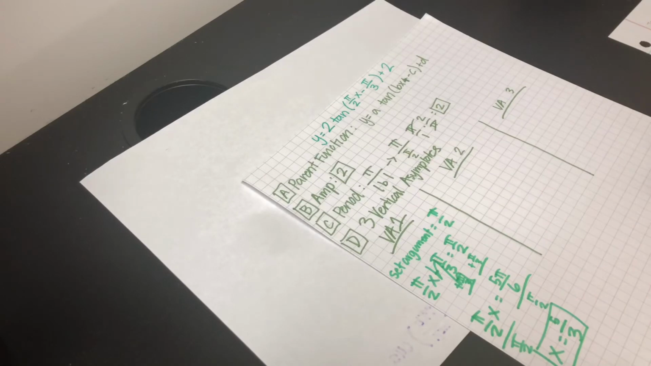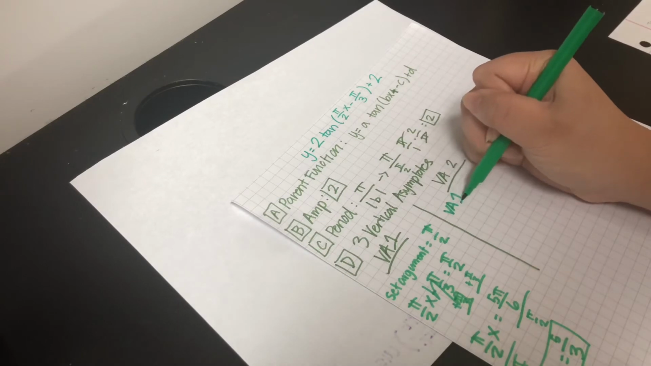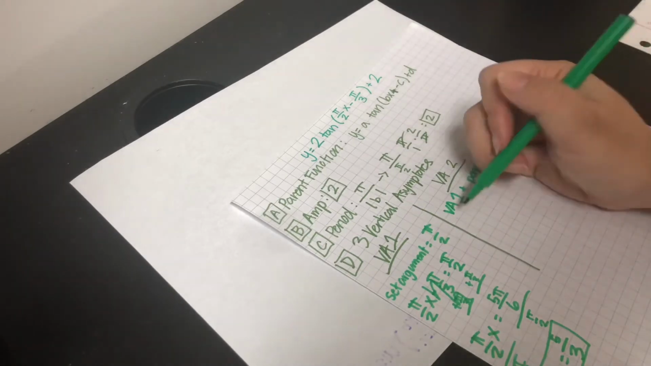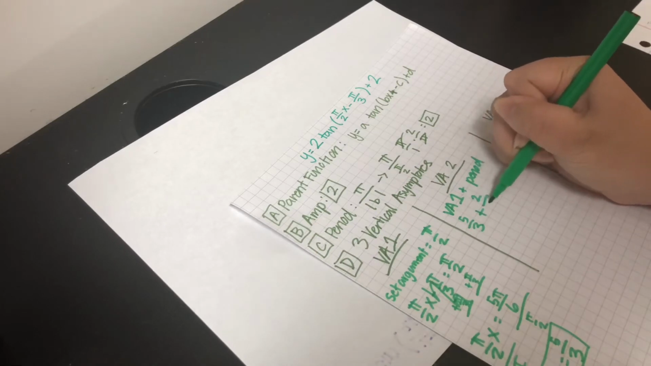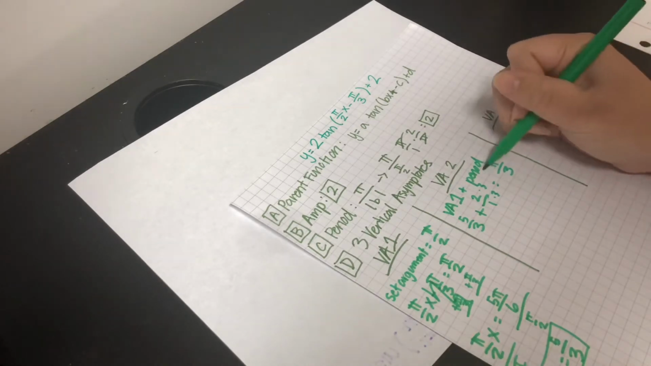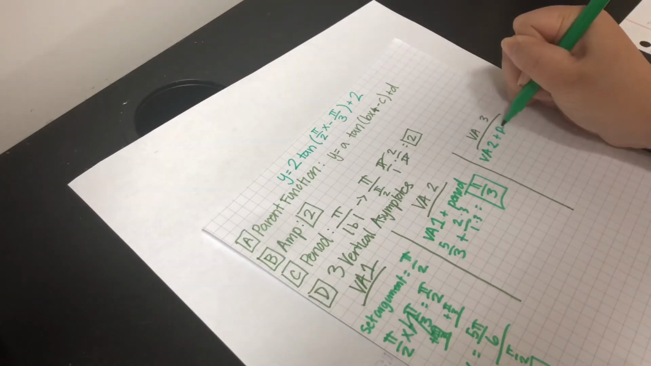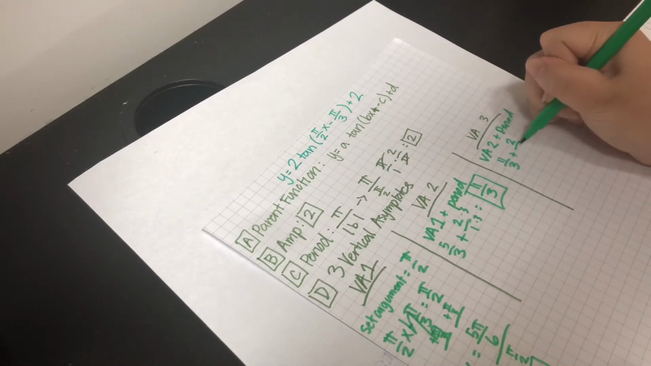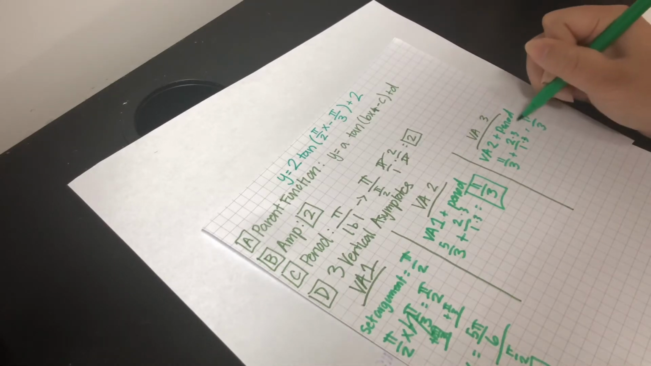Then for VA2, it's almost similar. We use VA1 plus the period. So in this one, we use 5 over 3 plus the period, which is 2, times 3, that is equal to 11 over 3. And then for VA3, it's almost the same thing. It's VA2 plus the period. So we use 11 over 3 plus the period of 2 over 1 times 3 over 3. That's equal to 17 over 3.